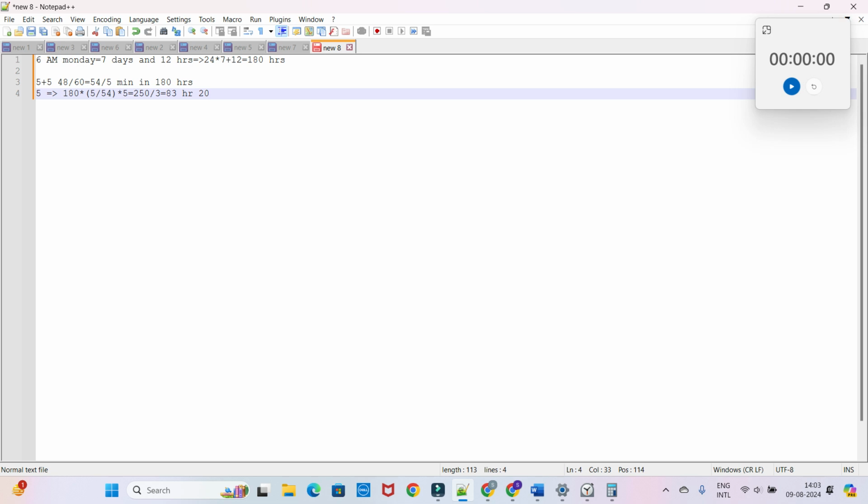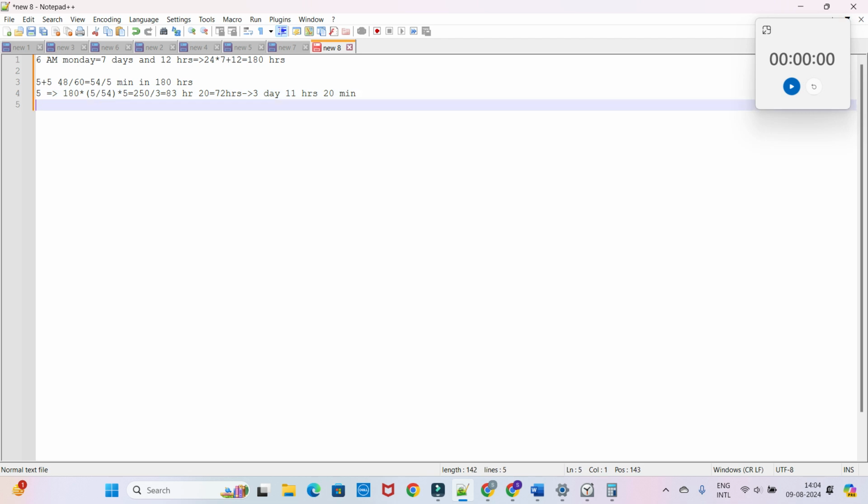So 83 hours, in the sense that 72 hours is equal to 3 days. 72 hours is 3 days. Excluding these 3 days, we are having an extra 11 hours 20 minutes. So the correct time would be 3 days 11 hours 20 minutes after 6 p.m. on Monday, that is correct at 20 minutes past 5 p.m. on Thursday.